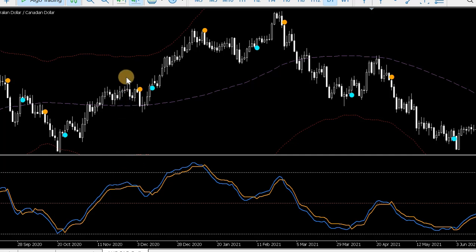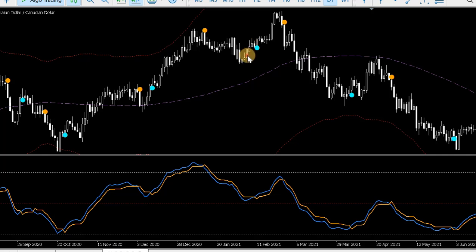A couple of reasons I want to sell. Price is above the center band and the QQE is above this 50 level. So I'm in a sell mode. So next one's this sell here. It goes down nicely in my favor. Price still hasn't got to the band, nor has price got to the 50 level. So technically, I'd still be in this trade.